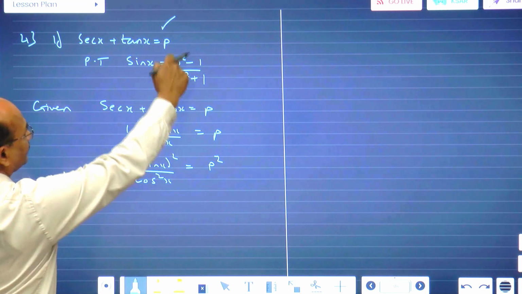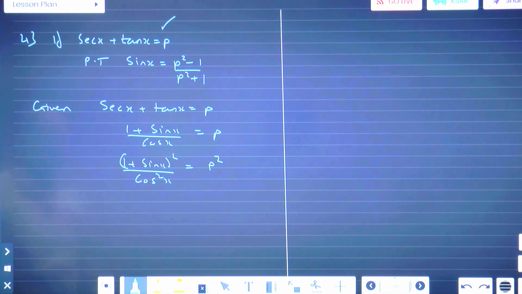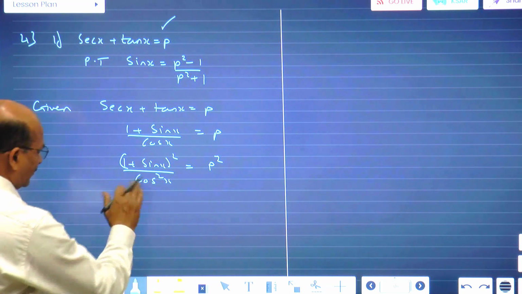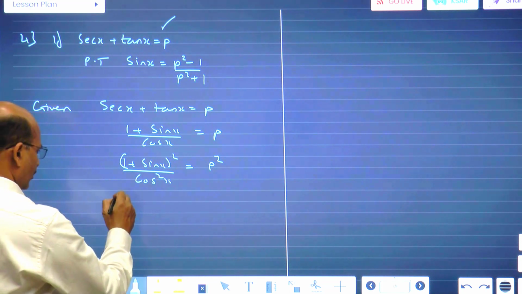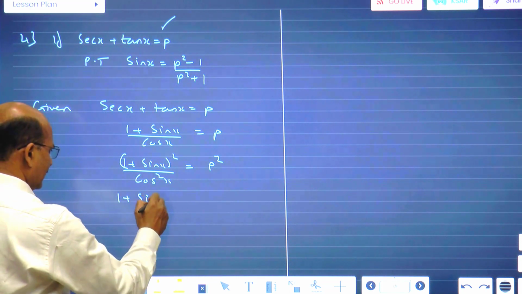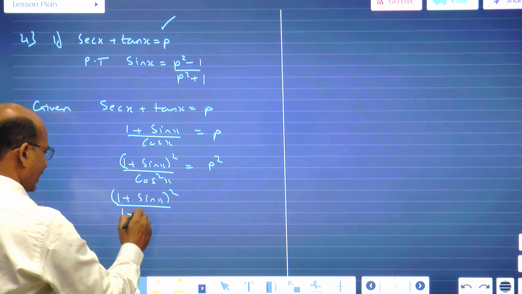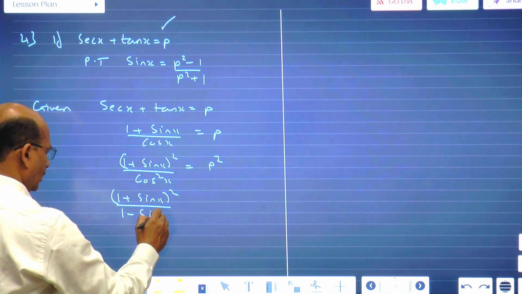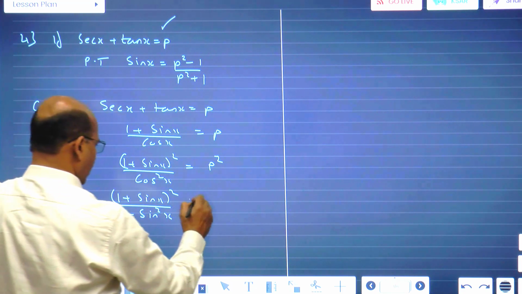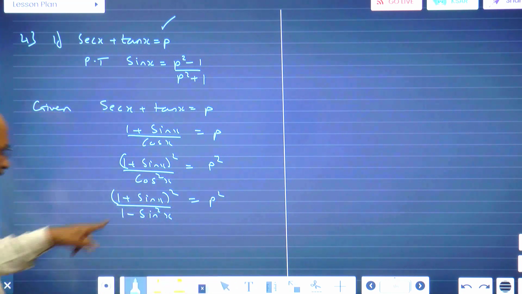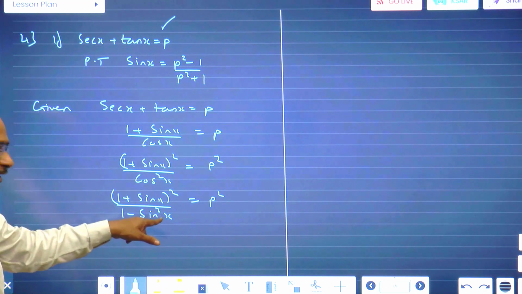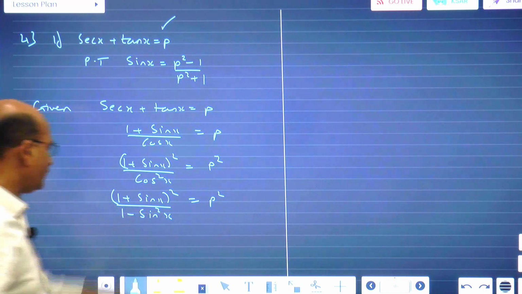Because I want this (p square) minus 1 upon plus 1, that's why I am trying to work it out. Let us do the simplification. So this will become (1 plus sin x) whole square upon cos square x. I can write 1 minus sin square x, which is equal to cos square x, so this denominator I can write as a minus b, a plus b.